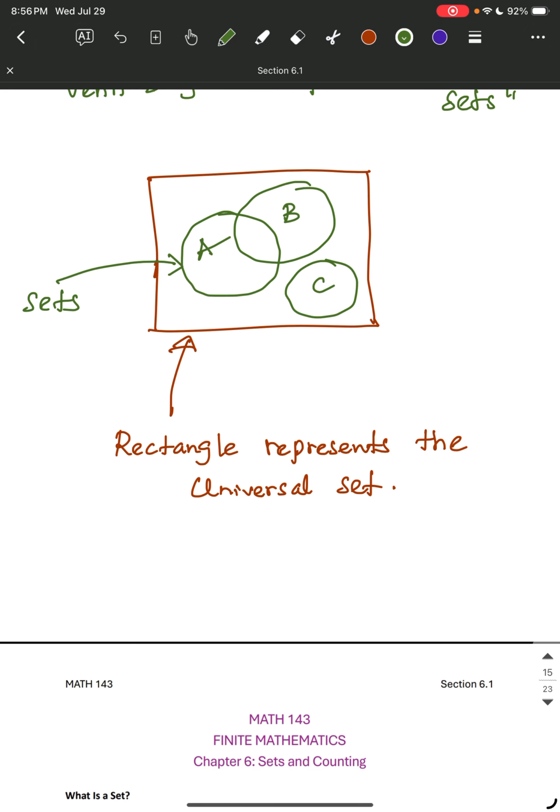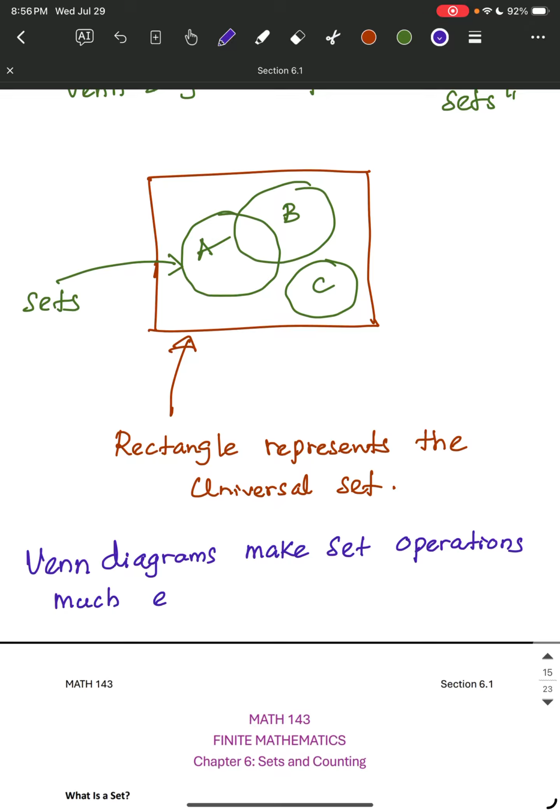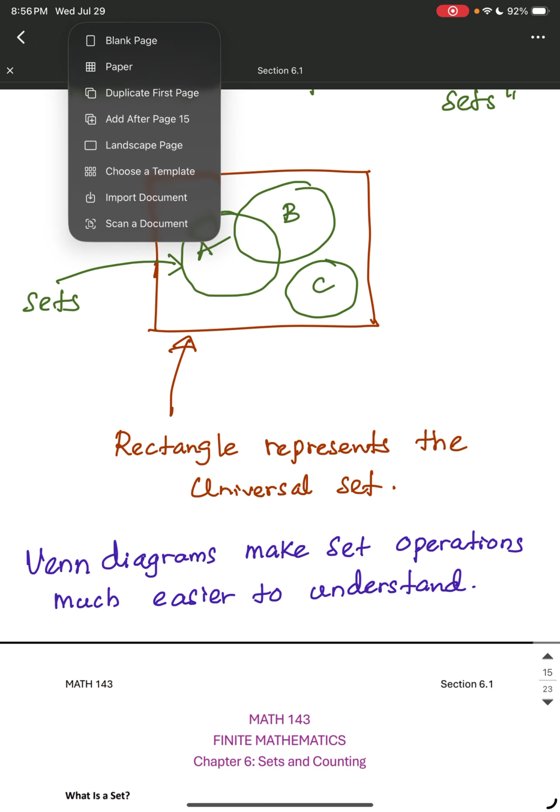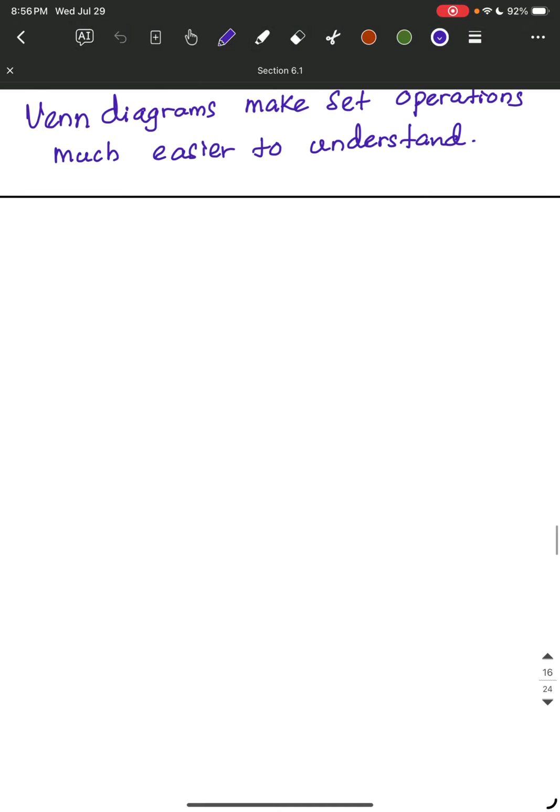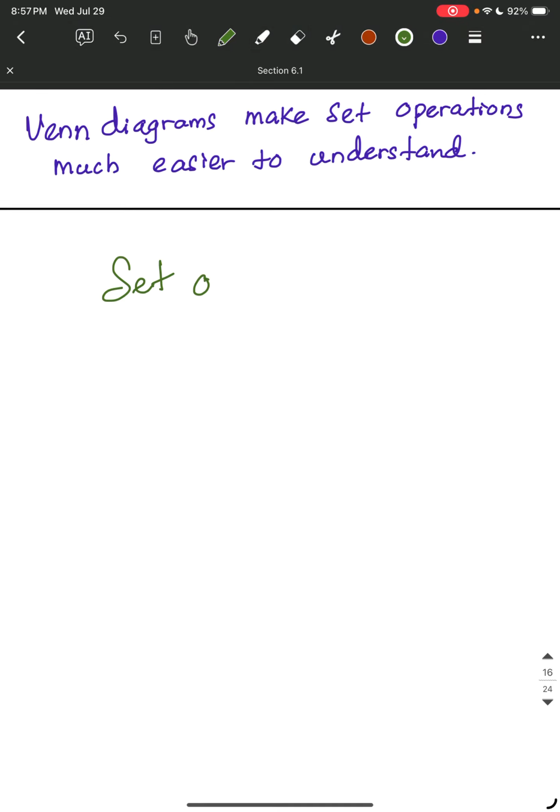Okay, the main idea: Venn diagrams make set operations much easier to understand. Okay, then let's move forward to the set operations. The first one we call the union.